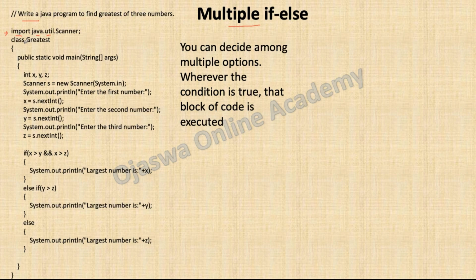We have defined a class named Greatest. We have defined the main method from where the execution of the program will start. Now the first statement is the variable declaration. We have declared three variables x, y, z of type integer. As soon as the interpreter reads the statement, memory for the declared variables is allocated in the stack memory area.